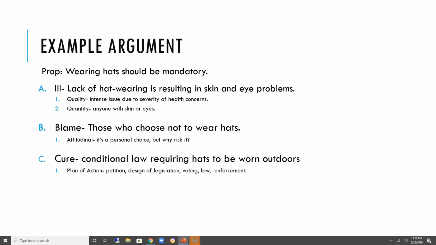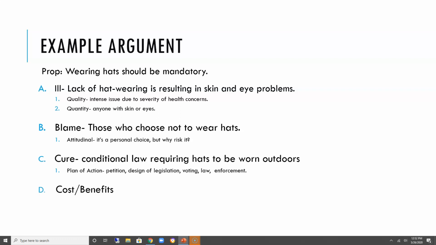So that plan of action would go through probably the steps of law. It could be a petition, design of legislation that has to be voted on, and some type of enforcement. Again, we probably wouldn't want to fine people for not wearing a hat, but there would be some way of regulating it and making it occur.